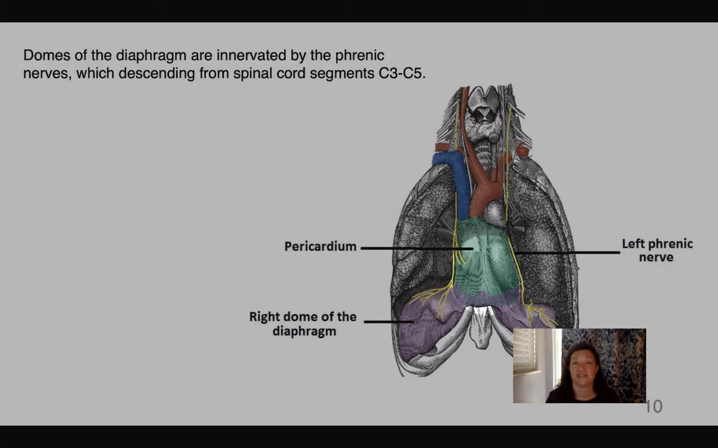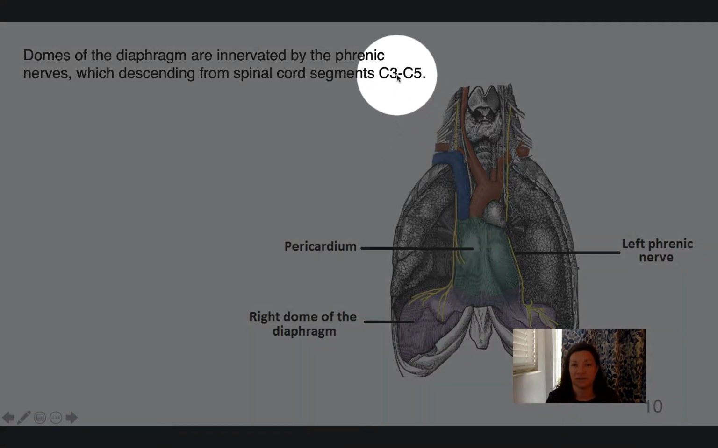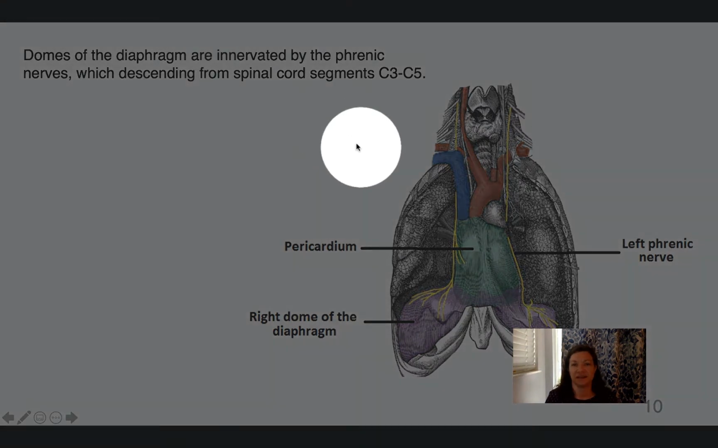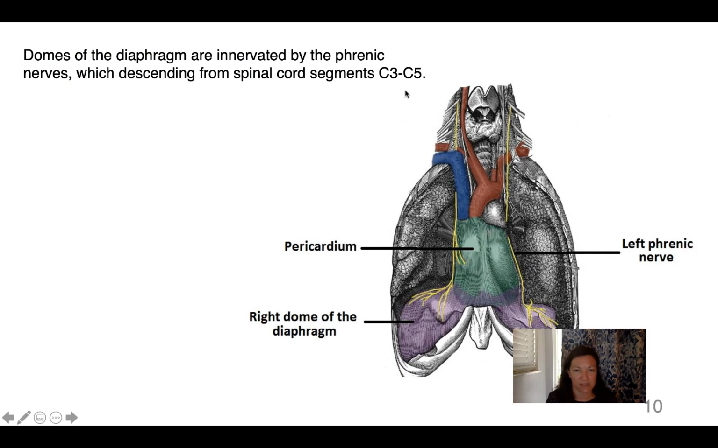The phrenic nerve descends from spinal cord segments C3, C4, and C5. So those spinal cord segments house the motor neurons for the diaphragm, and the mnemonic I use is C3, 4, 5 keeps the diaphragm alive. And indeed the person, because if you stop breathing, things tend to go south very quickly.